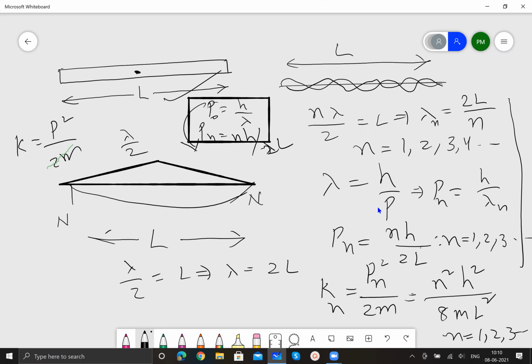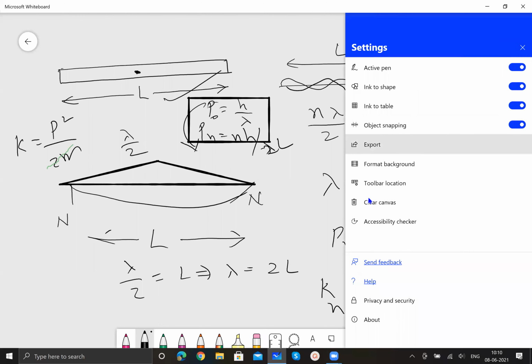Any doubt in this? I'll just remind you of what you already studied in stationary waves. Just try to read today, then you will understand this problem in a better way. This is a one end closed organ pipe. This is an open organ pipe.